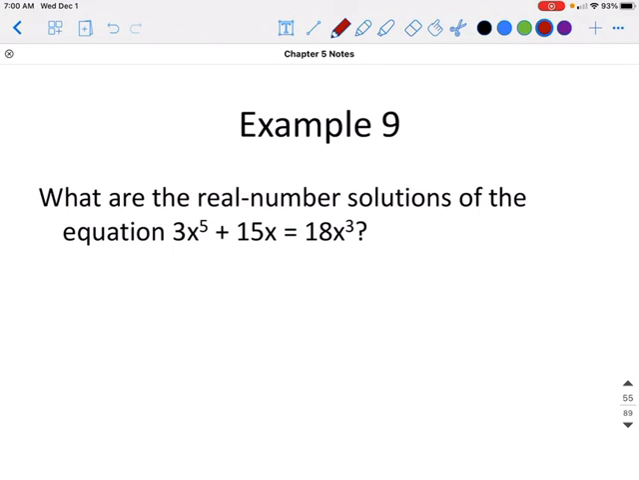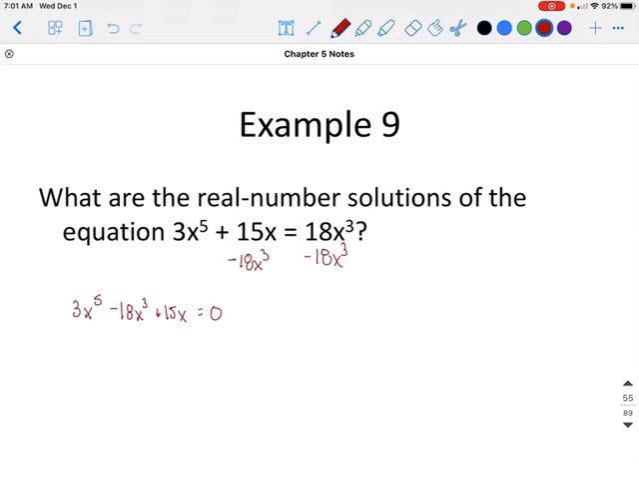What are the real number solutions of the equation that is given? So when we're looking for real number solutions, that means you need to find all of your x's. So to start, we are going to take everything to one side. So right now, to move this 18x cubed, we are going to subtract it from both sides. And this is going to give us 3x to the 5th minus 18x cubed plus 15x is equal to 0.